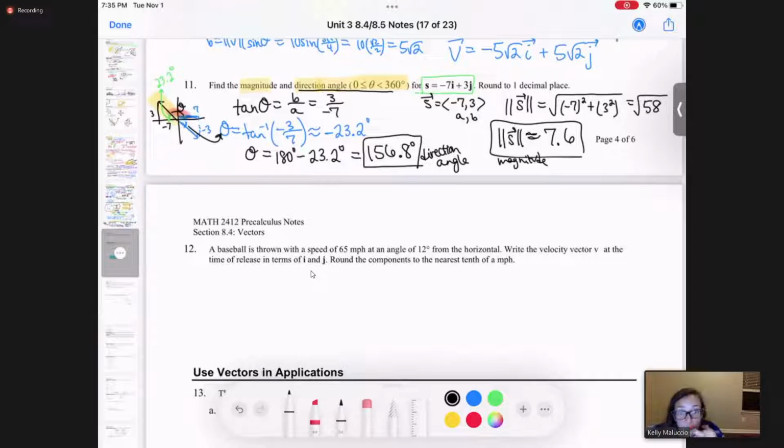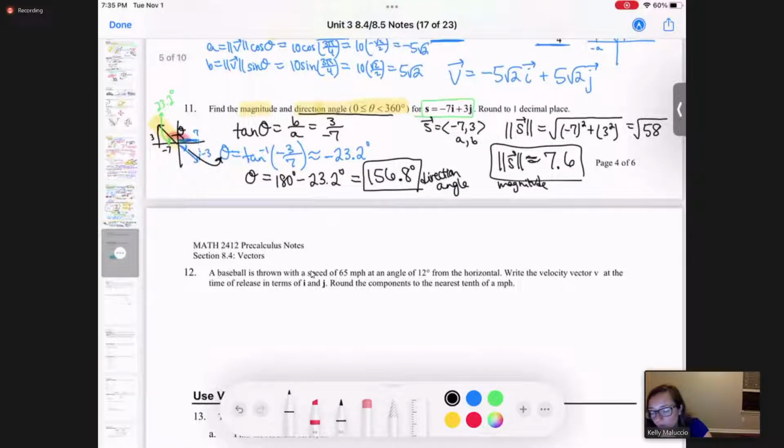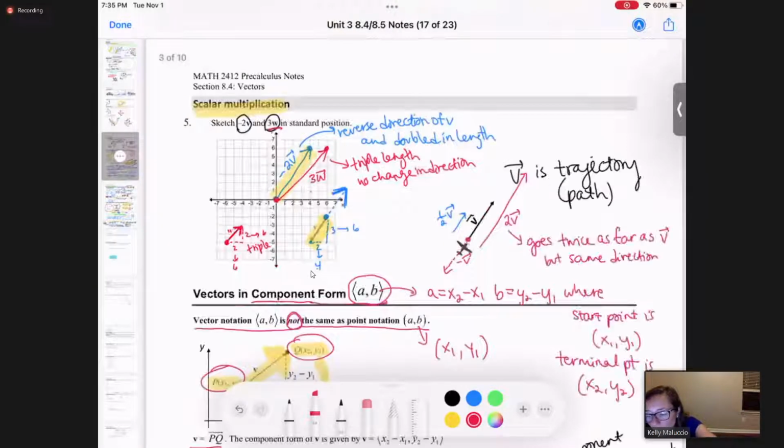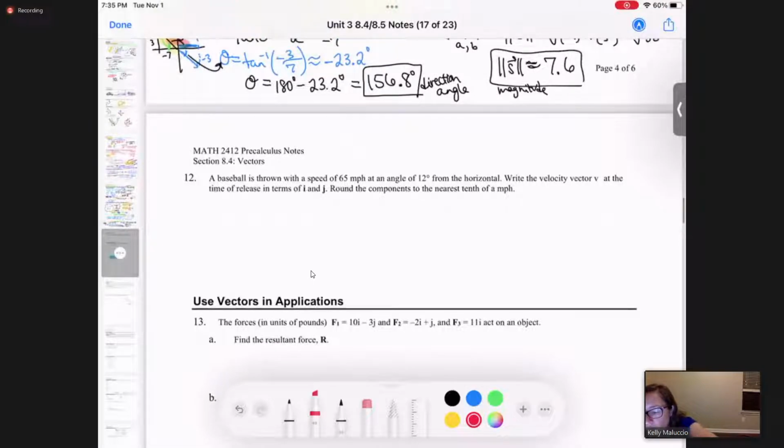Now, this next question is more similar back to number 10, where we use those formulas. So it says a baseball is thrown with a speed of 65 miles per hour and an angle of 12 degrees from the horizontal. Write the velocity vector v at the time of release in terms of i and j, and round to the nearest tenth of a mile per hour. Okay.